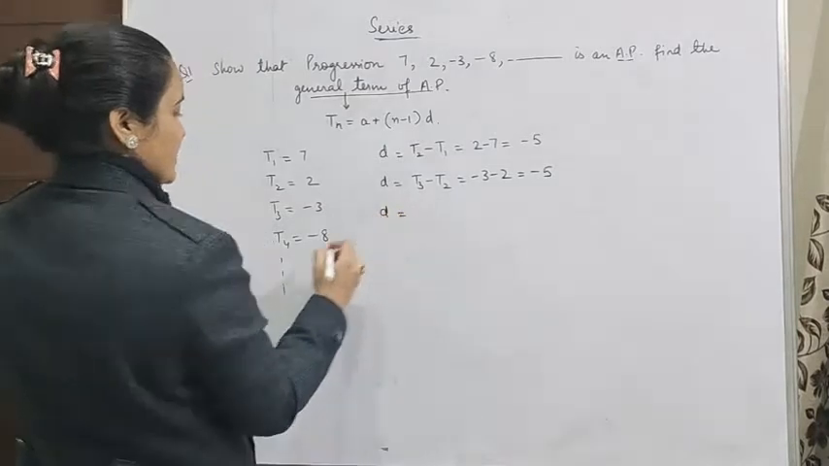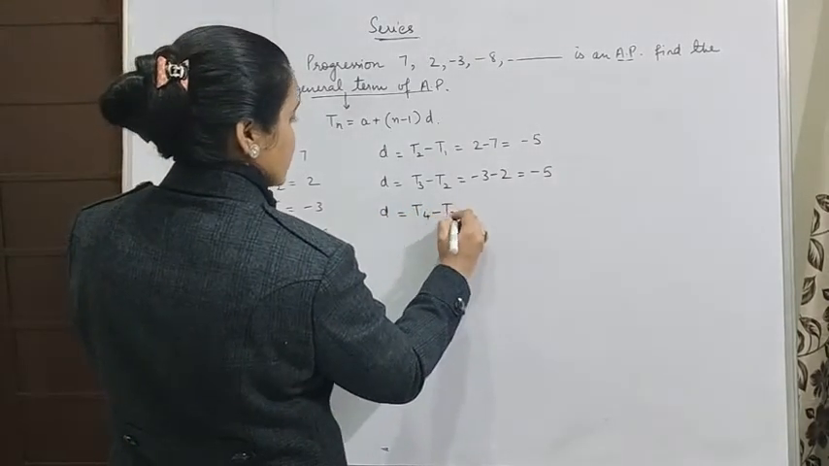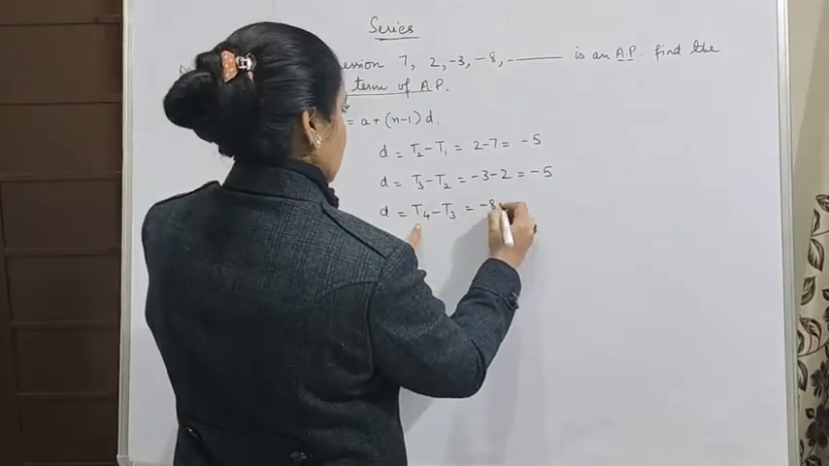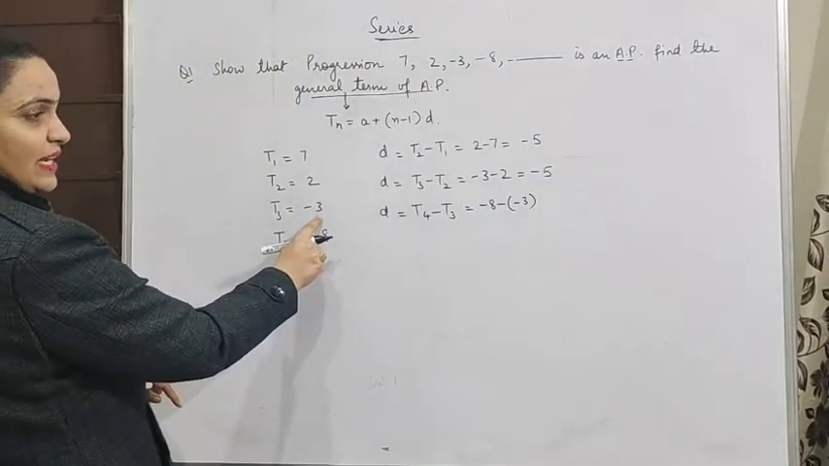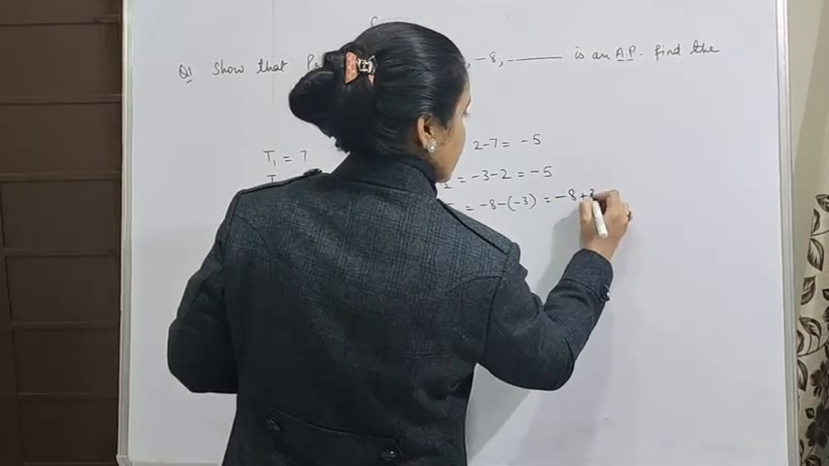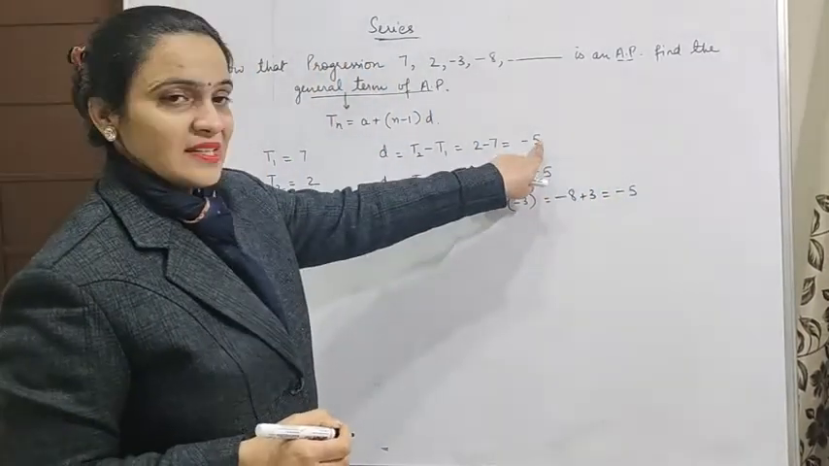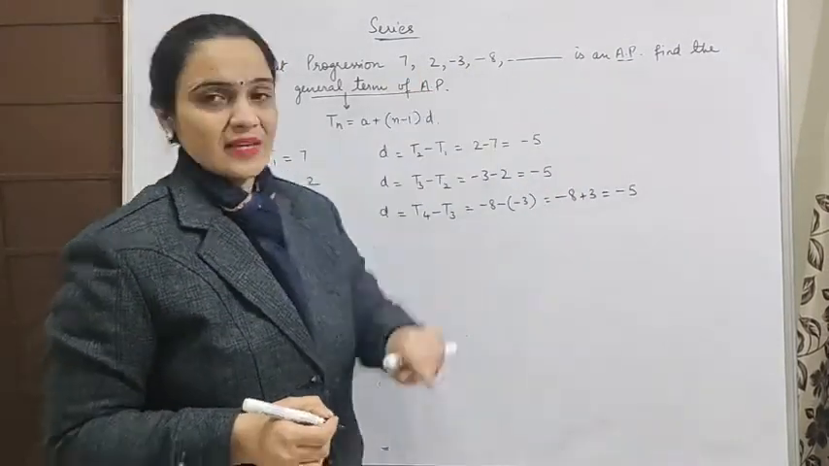Again common difference D is T4 minus T3. So we have T4 minus T3 as minus 8 minus of minus 3. So it is minus 8 plus 3. So it is minus 5. You can see that the common difference remains the same. Therefore, this progression is an AP.